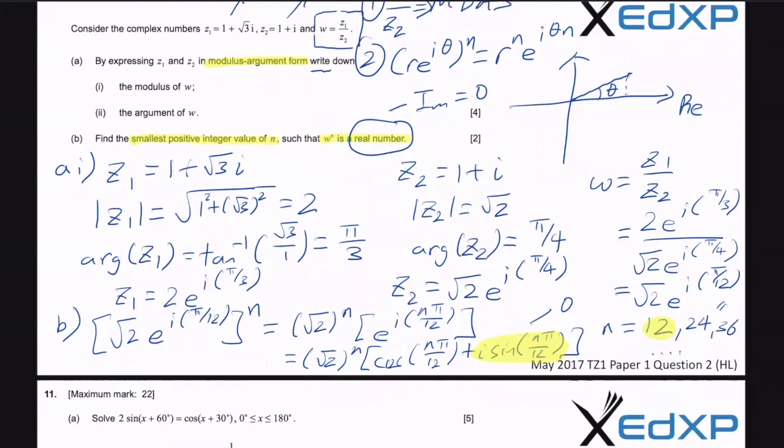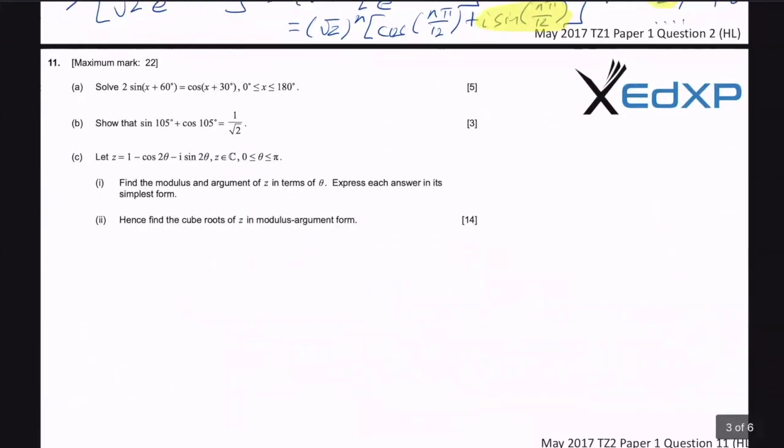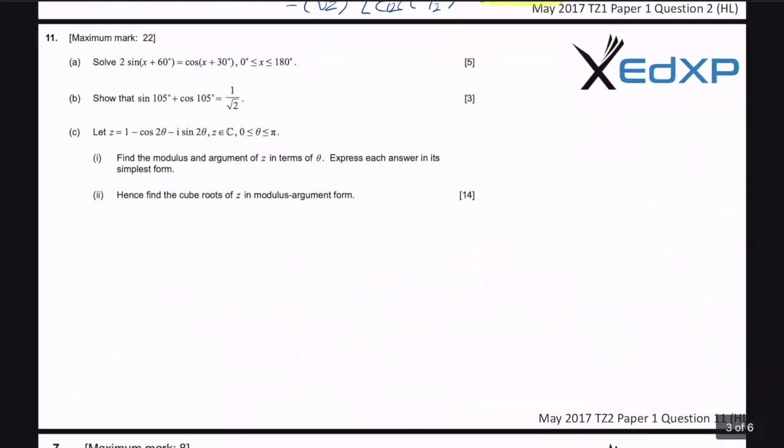Let's move on to the second example. This came from the May 2017 Time Zone 2 Paper 1, question 11. This is a section B question, a lot of marks. This question alone is 22 marks. Usually there will be 3 or 4 section B questions that have such high weightage, and usually they mix it with other topics.